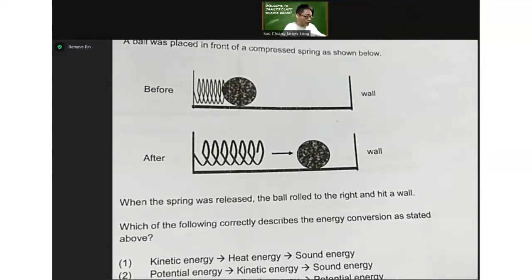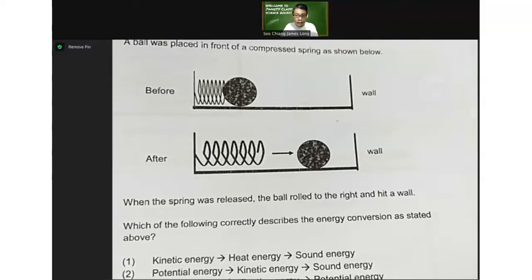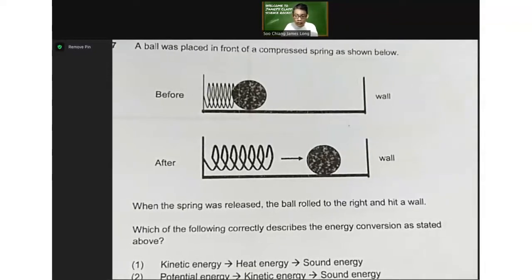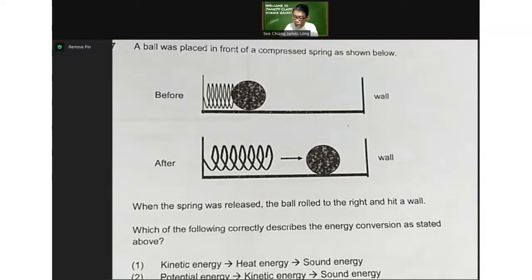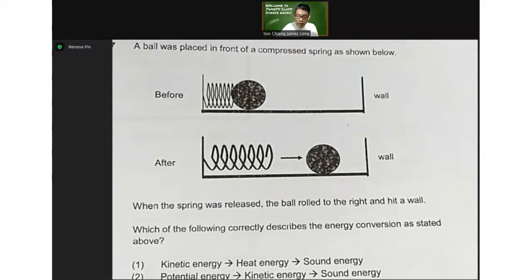This one was quite well done. So how do you talk about energy conversion? There are only two of you who got this wrong, so these two students, please take note.